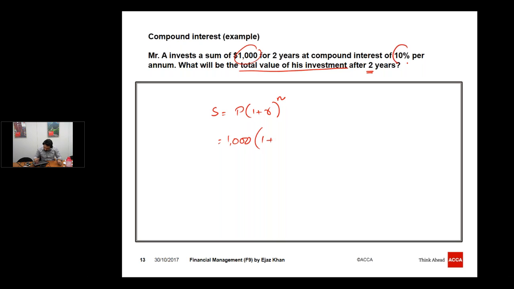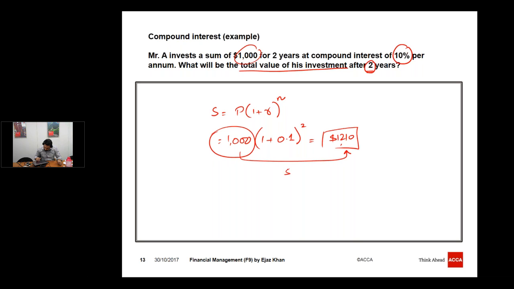Interest rate is 10%, that is 0.1. And since we need to find out the value of investment after 2 years, so we'll take the power as 2. So if we solve it, we get $1,210. So this is the future value. So we have actually invested $1,000 and we are getting 1,210.